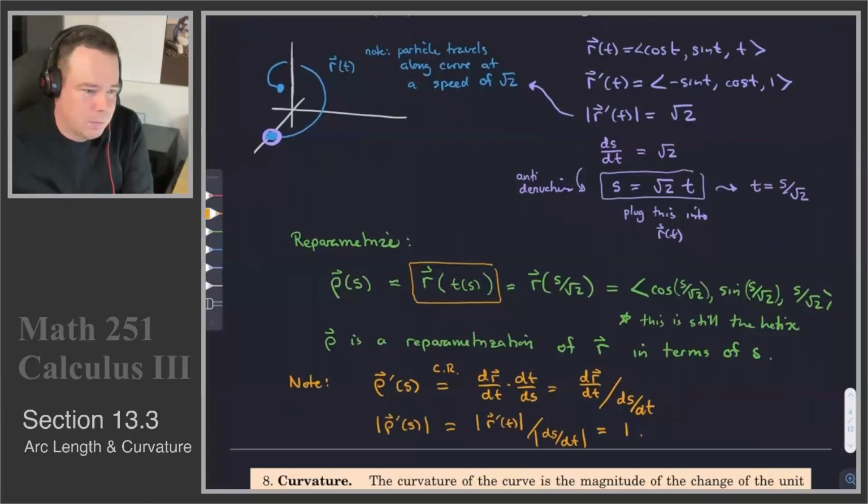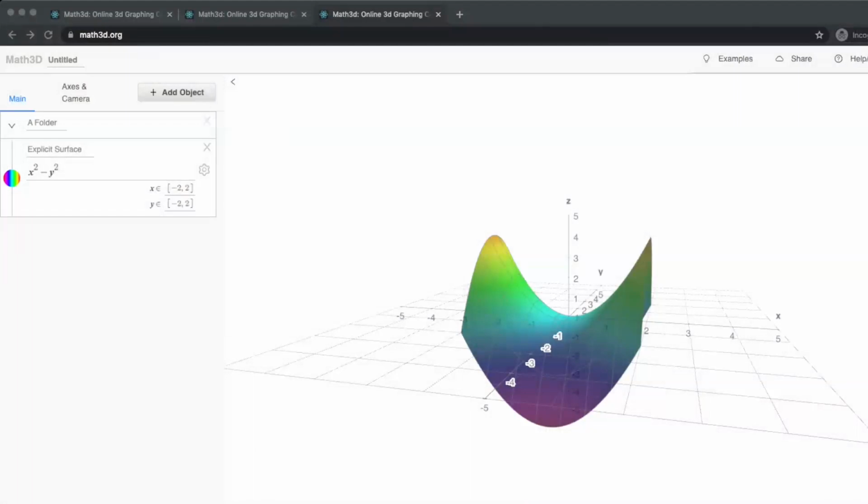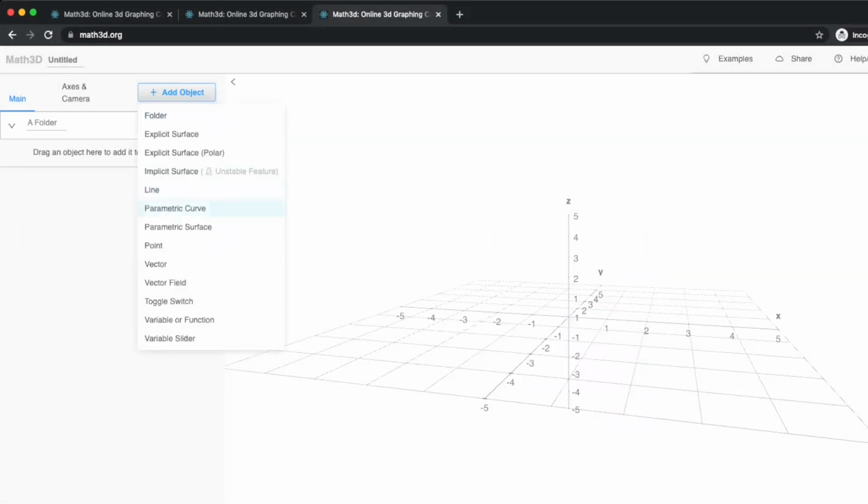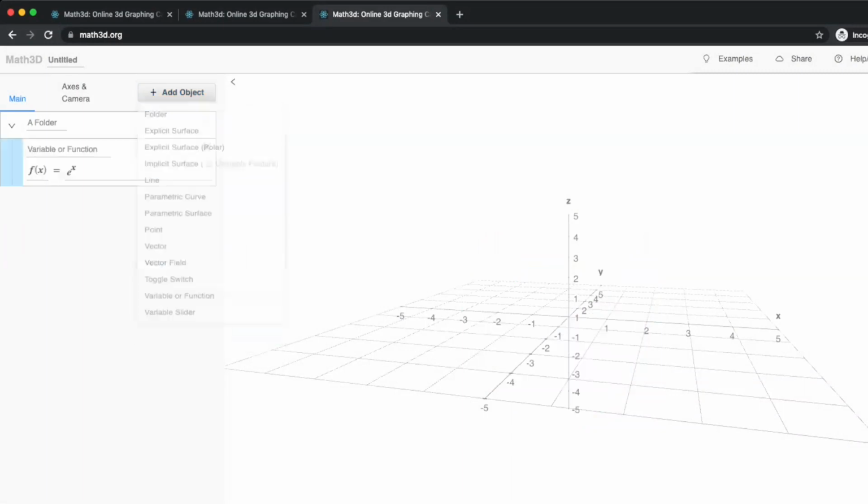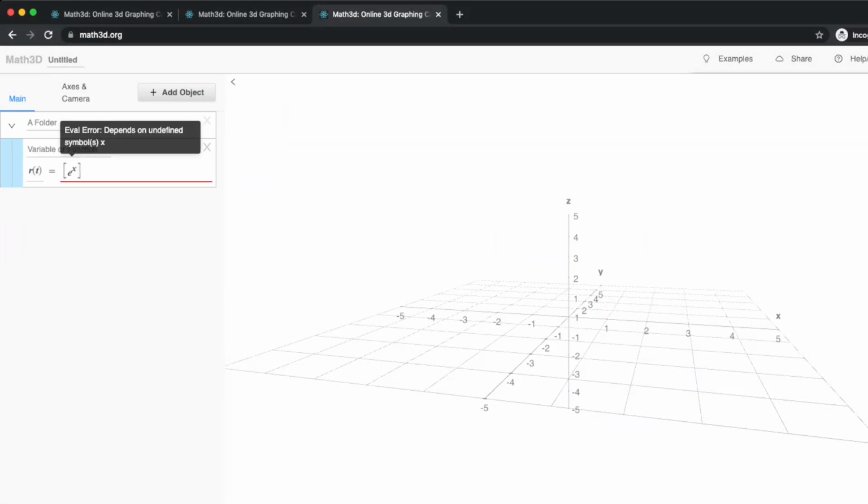So I'll give you a visual for this. We'll go to math3d.org. We'll clear the page and I'm going to construct the function first. So this is going to be our r of t. r of t is going to be this helix. So this is going to be cos of t, comma sine of t, comma t. And because I've made this a function, I'll just rename it. So this is our function.